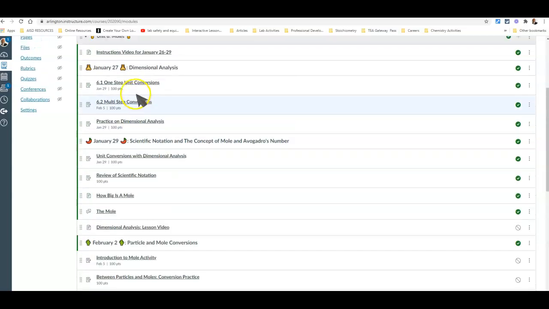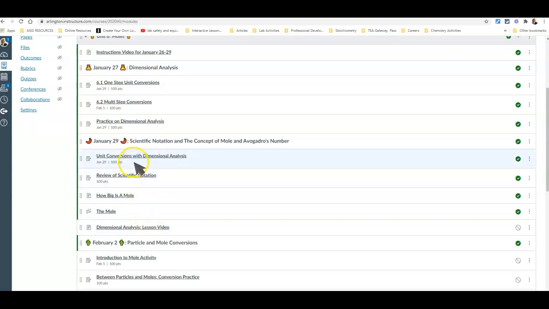The unit conversions, the dimensional analysis is part of the unit conversions. However, this one will be due, everything here between the 27th and 29th will be due next week, Friday. All right, so you can space your time off.